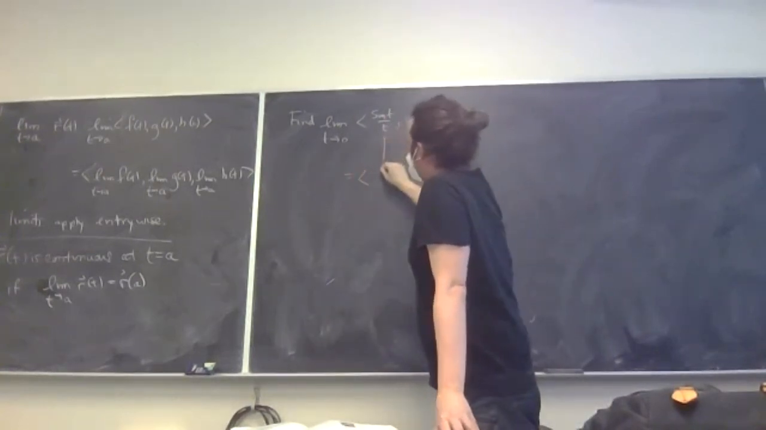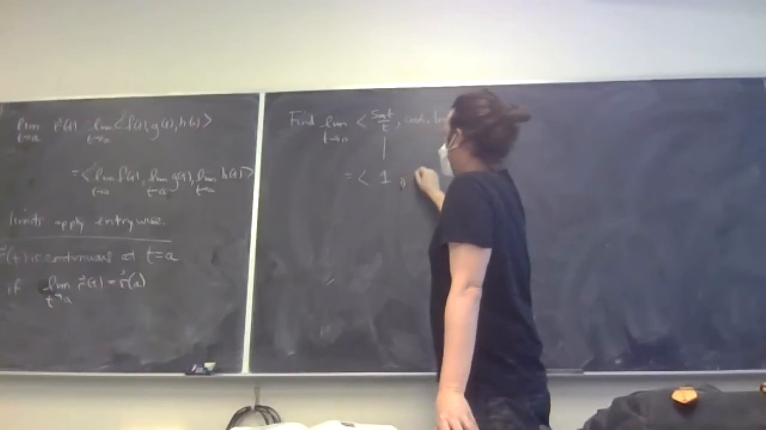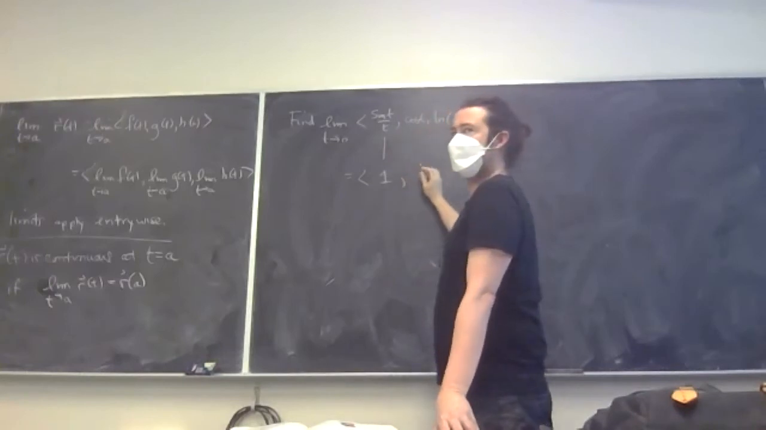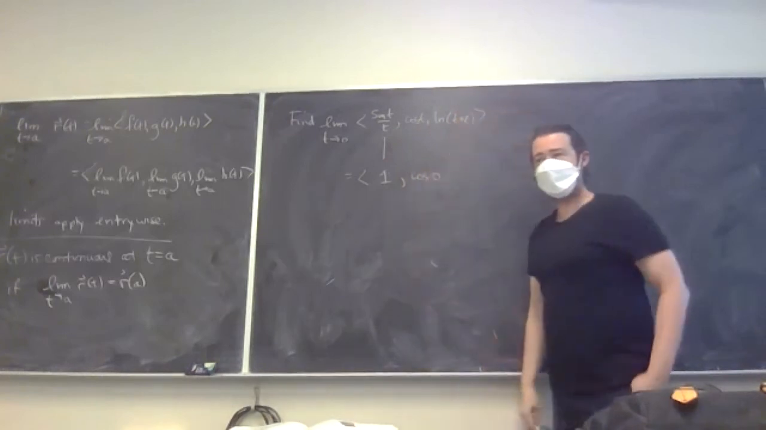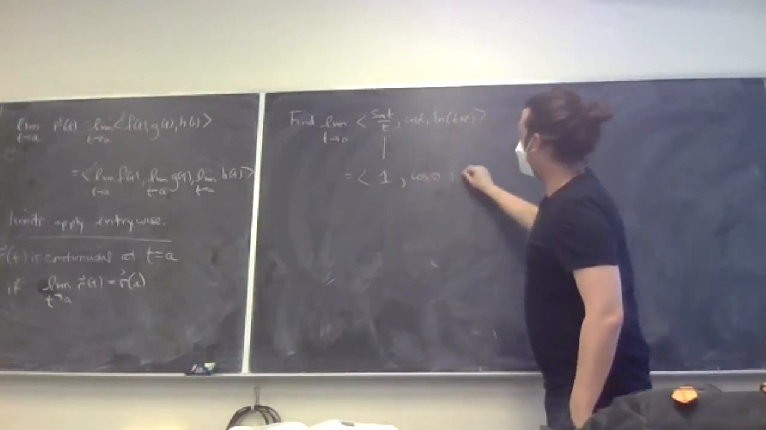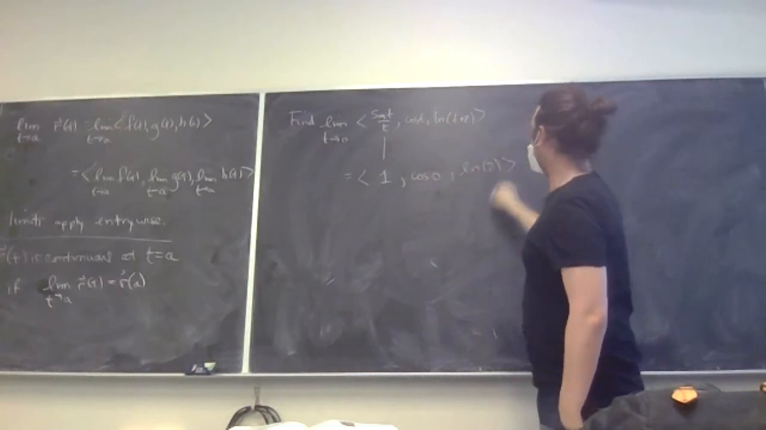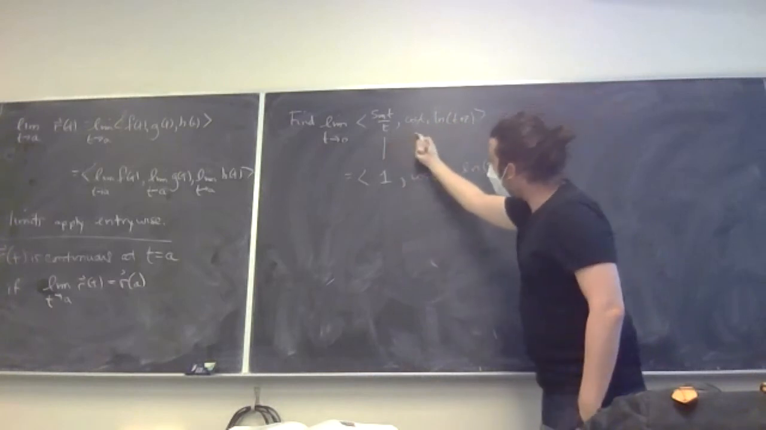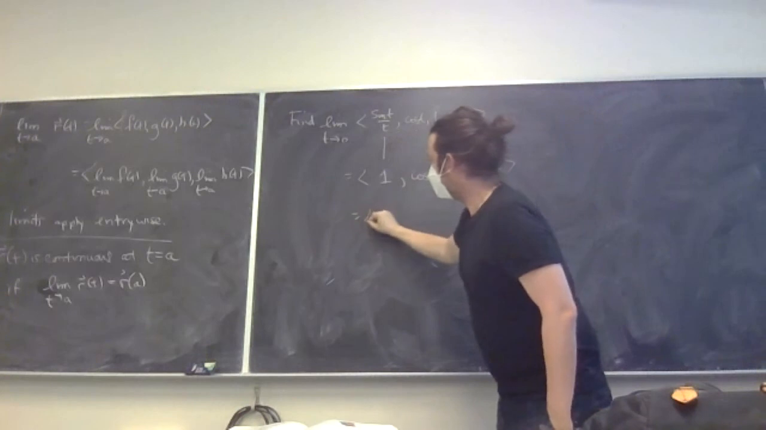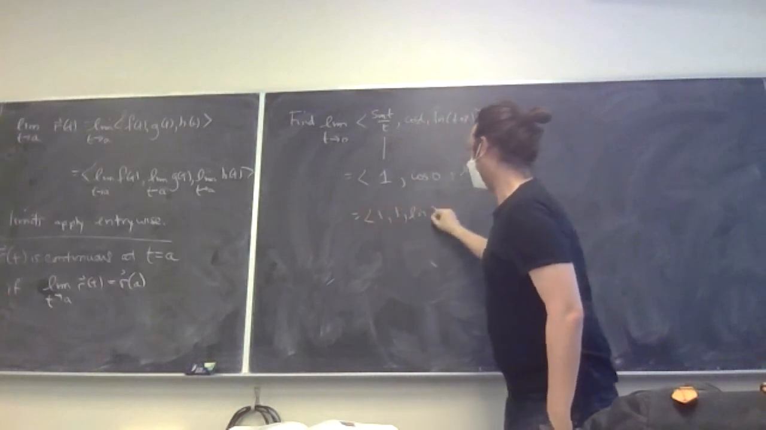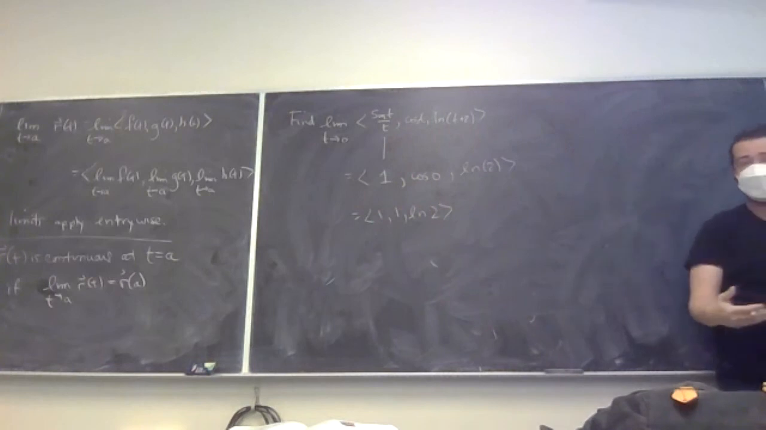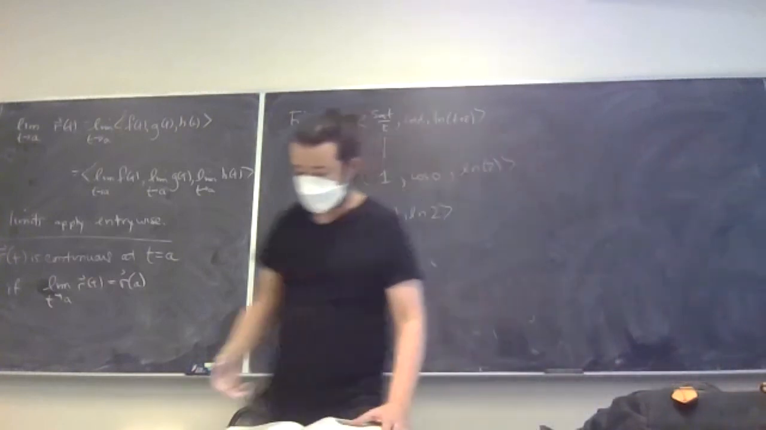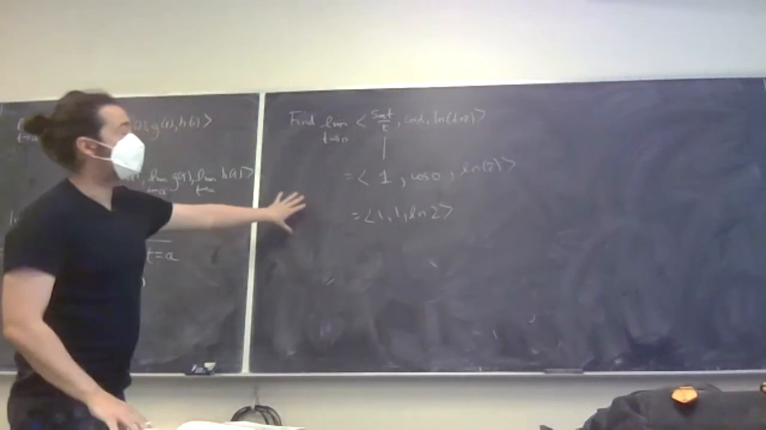You evaluate this limit, which is 1. You evaluate this limit, which is cosine of 0. Or if you're lazy, cosine of 0. And the natural log of 2. Evaluate each piece independently. Okay, limits are evaluated in a natural way. This is actually the advantage of thinking of this.